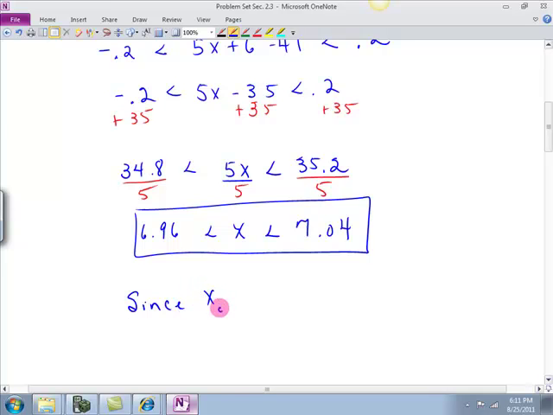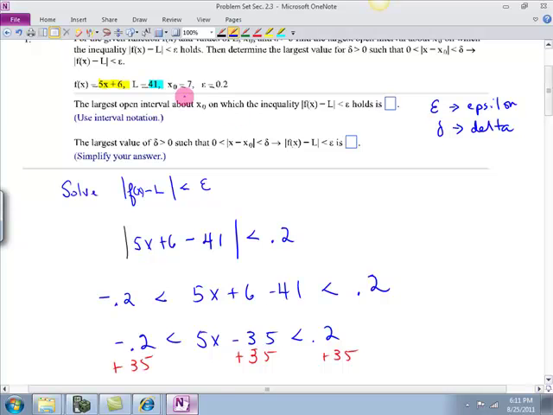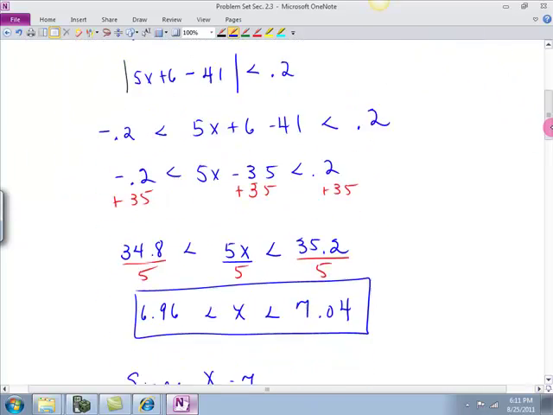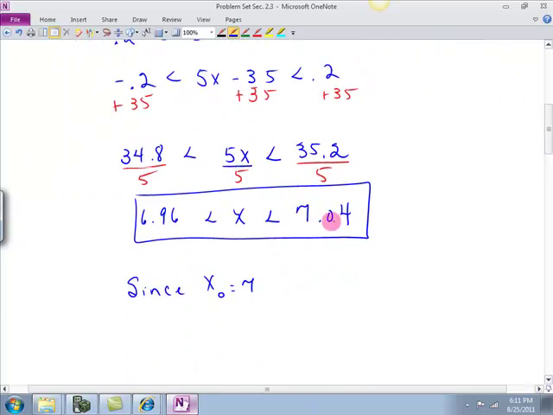Since x sub 0 equals 7, you were given that up here. x sub 0 equals 7. What are we away from 7 on each of these? 0.04. Then that means that delta is 0.04. And that's the second part to the question.